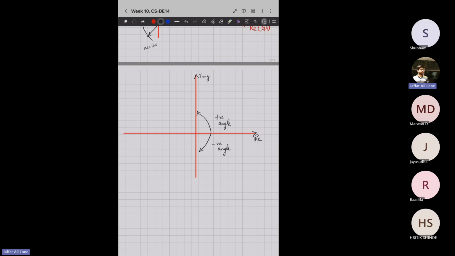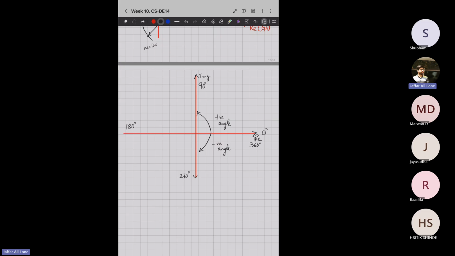Now, if I have to take the angle, this is my 0 degree. This is my 90 degree. This is my 180 degree. This is my 270 degree. And this is my 0 degree, this is my 360 degree.